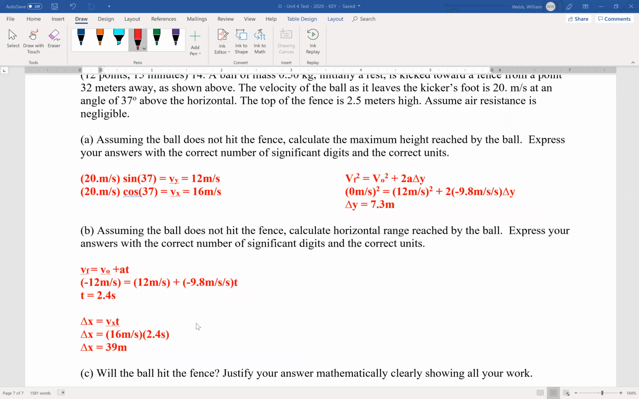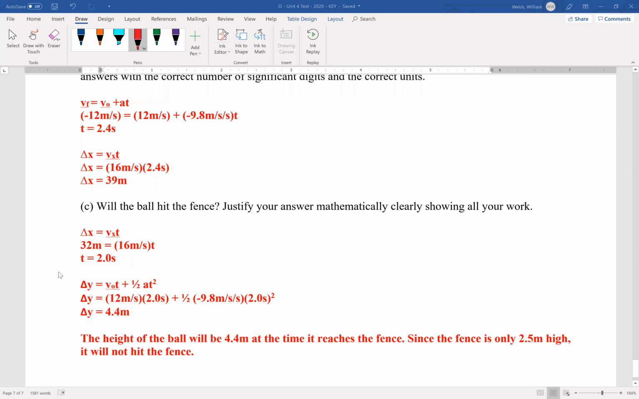Those are more traditionally like what we did in class. C is a little wrinkle to see if you can think through a different type of problem, but using the same kind of math. So will the ball hit the fence? Justify your answer mathematically, clearly showing all your work.